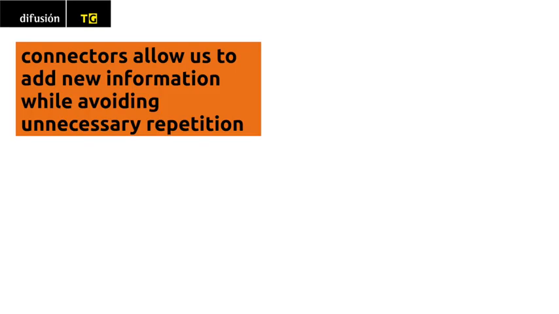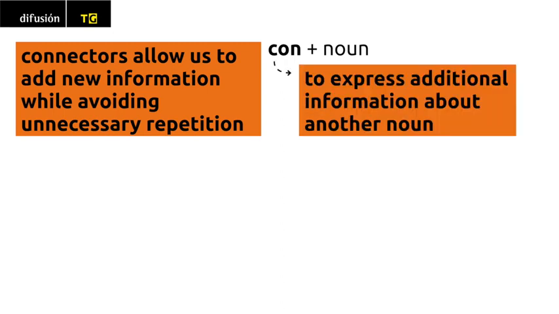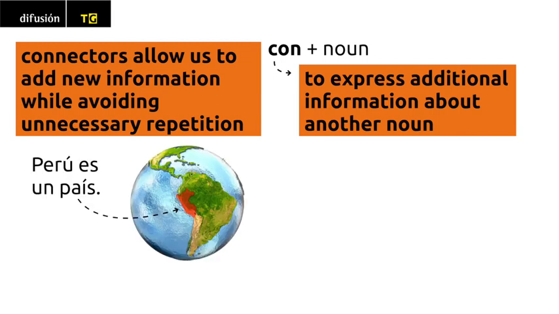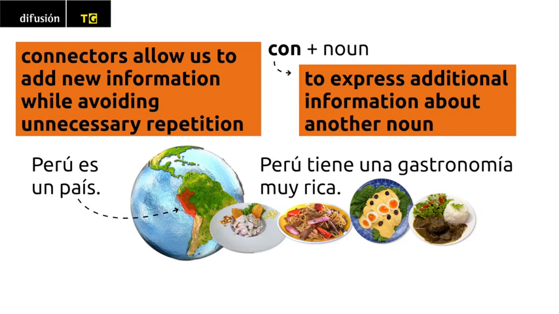Connectors allow us to add new information while avoiding unnecessary repetition. The structure con plus a noun is an important one to learn, since it is a very common way to express additional information about another noun. To understand how it works, please take a look at the following sentences. Perú es un país. Perú tiene una gastronomía muy rica.